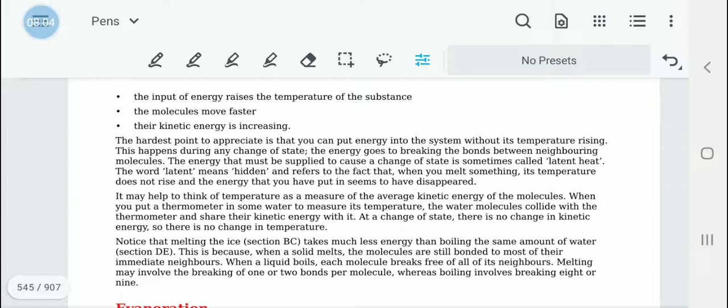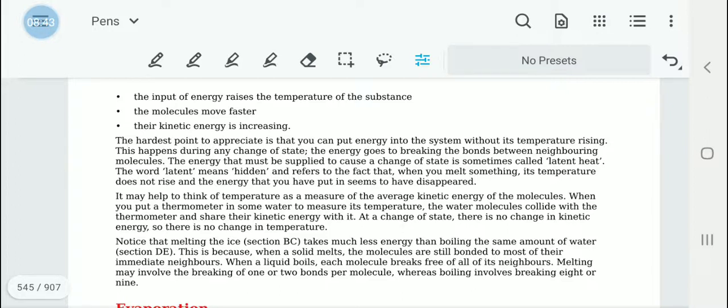The hardest point to appreciate is that you can put energy into the system without its temperature rising. This happens during any change of state. We have studied this in O levels also. There is a period of time when we have to continuously supply energy, but there is no change in temperature. We have discussed latent heat of fusion, etc. I hope you can remember them.